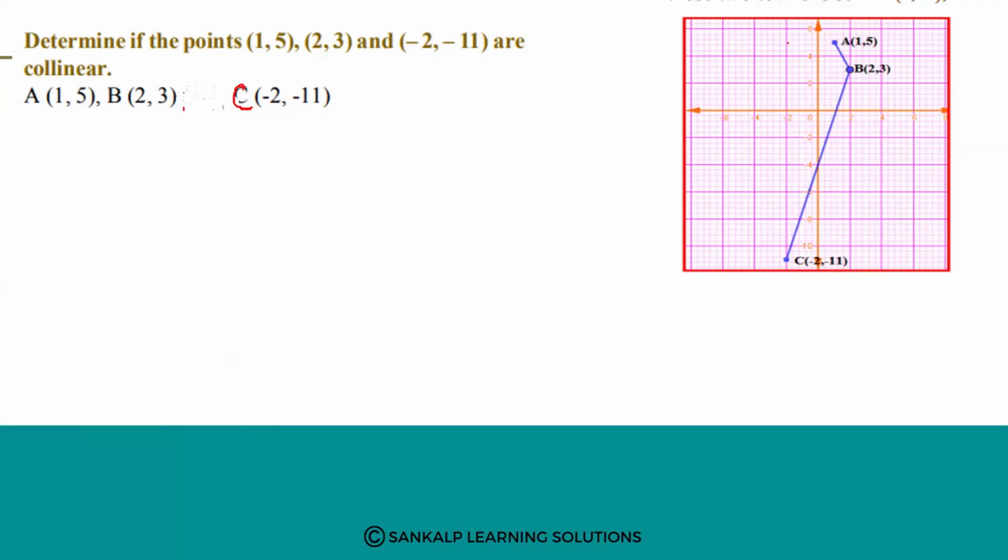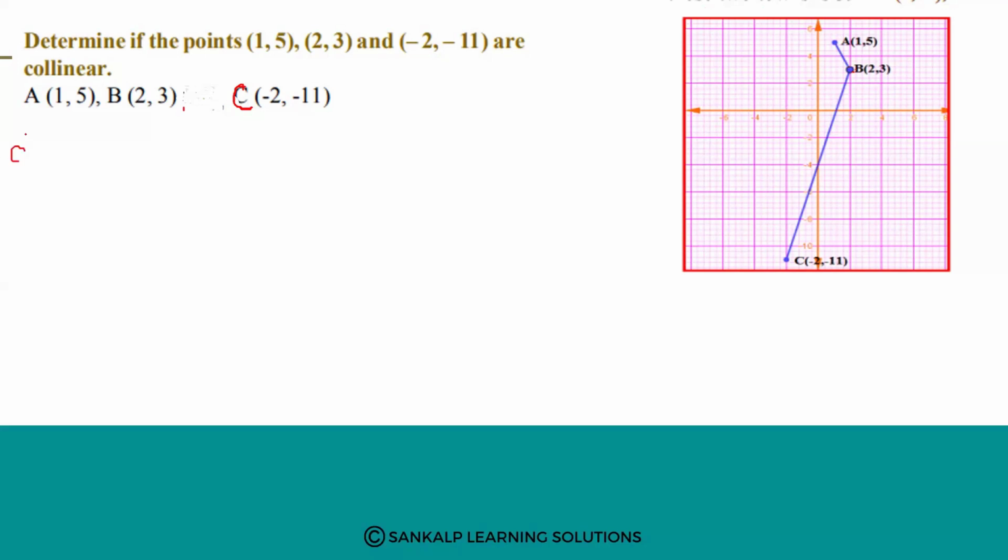We have to determine if the points are collinear or not. We have to find out whether the points are collinear or not. So for that, first I need to find out the distance between A and B, right? First I have to find out the distance between A and B. See here, A and B is here.